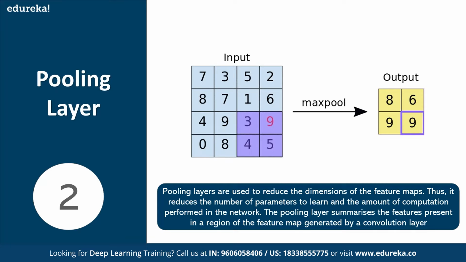I have the option of max pooling. The other option is I can make use of average pooling and get the average of each pool window. So that is the working of average pooling.